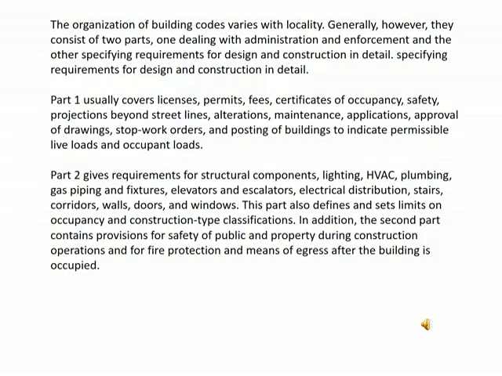Part two gives the requirements for the structural components, lighting, HVAC, plumbing, gas piping, fixtures, elevators, escalators, electrical distribution, stairs, corridors, walls, doors, and windows. Those are the structural and equipment requirements. This part also defines the limits on the occupancy and the construction type classification.